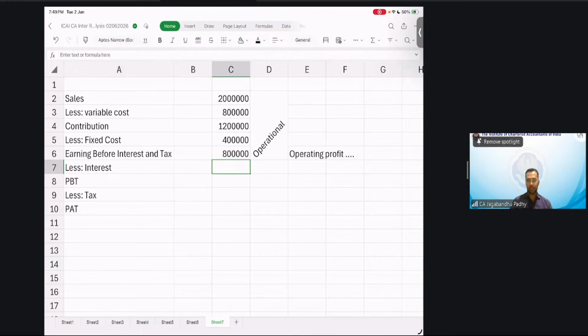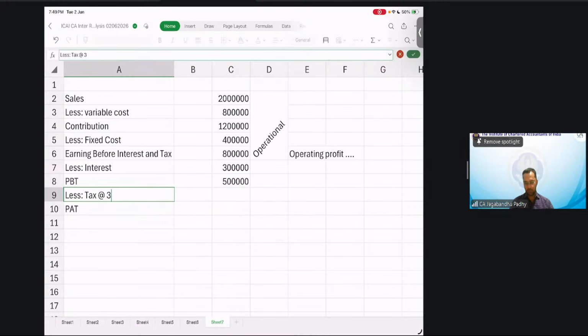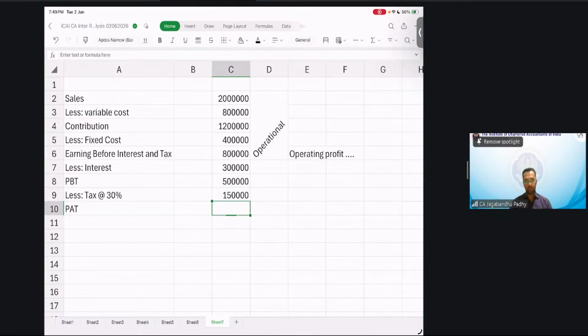So let's say interest is 3 lakh and PBT is 5 lakh. Tax is, let's say, at the rate of 30%. So this into 30% is the tax, and your PAT is going to be PBT minus this tax, which is 3,50,000. So this is your profit after tax.